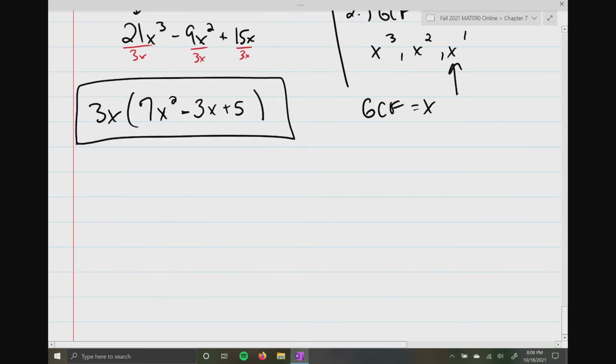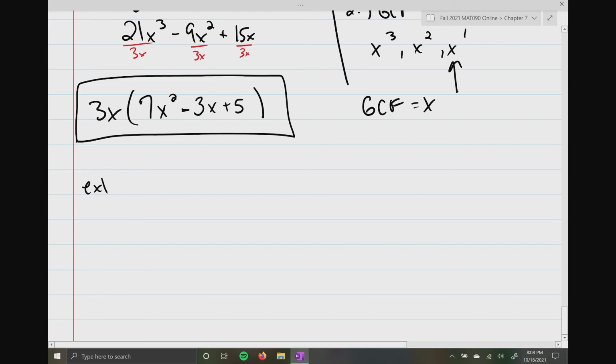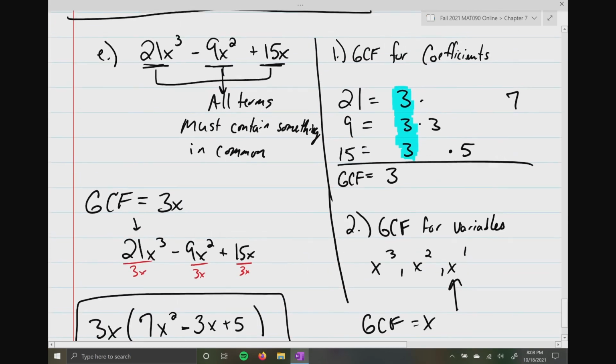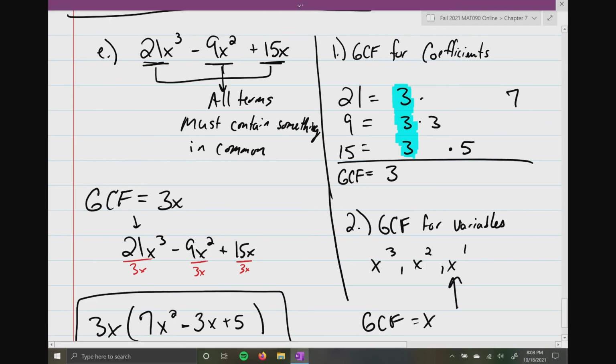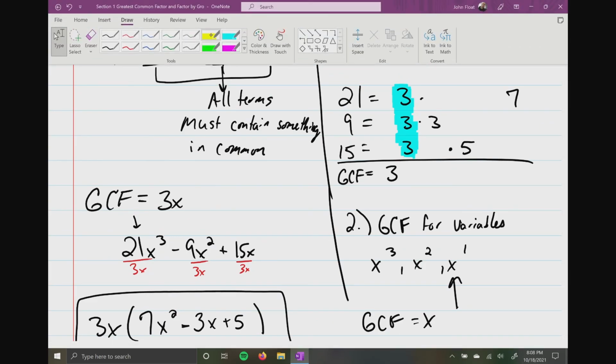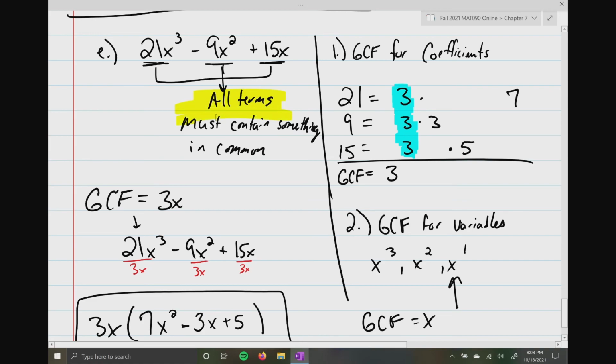Now, here's an example where it kind of contradicts the previous example. And what I mean by that is this. I'm going to highlight what I'm talking about. Boy, I really hope you like my videos. I really do. So, you've got to be careful. All terms must contain something in common. Let me show you something here.